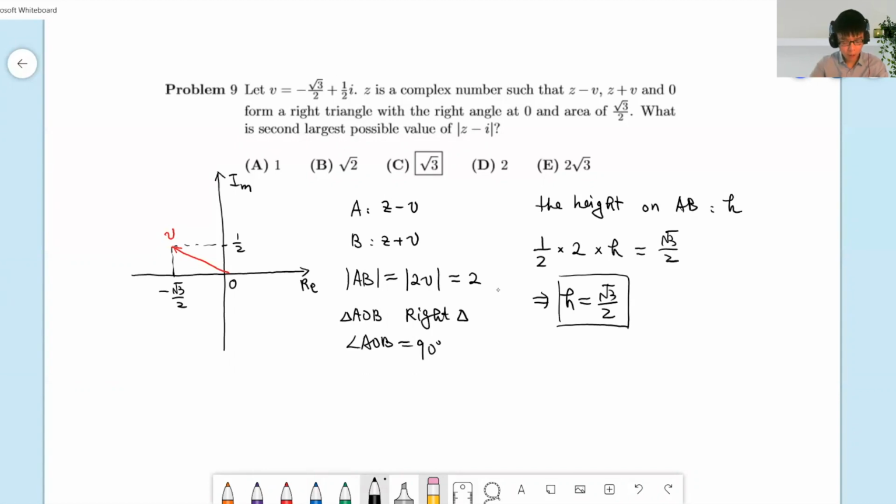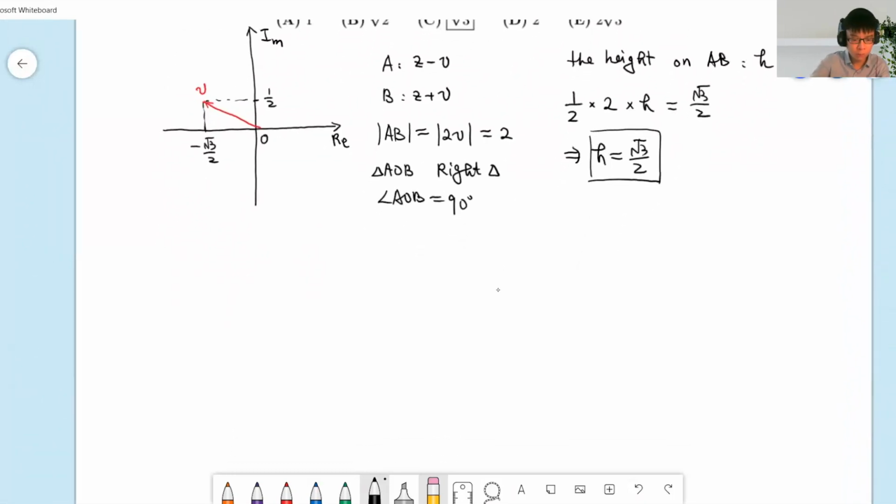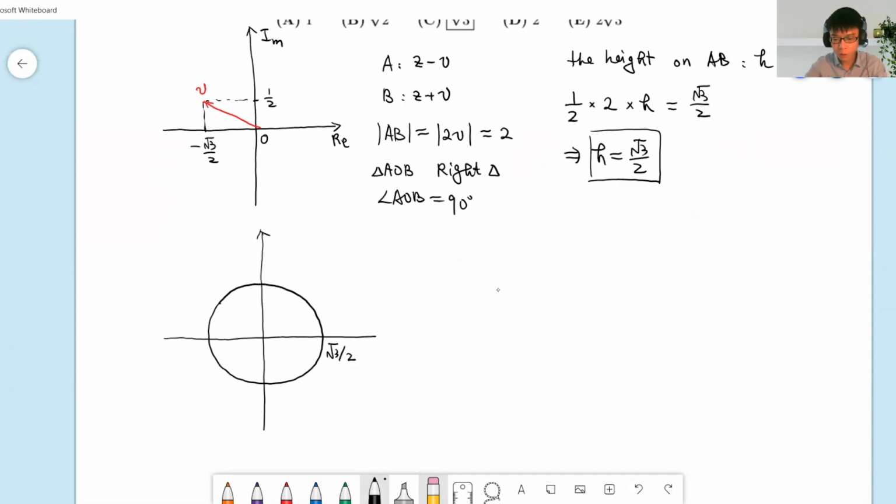Okay. Next, we can draw a circle with radius √3/2. And we should have the hypotenuse AB tangent to this circle. Let's draw a circle. For later discussion, let me draw a couple of circles here. Here, the circle has a radius √3/2. Still √3/2.